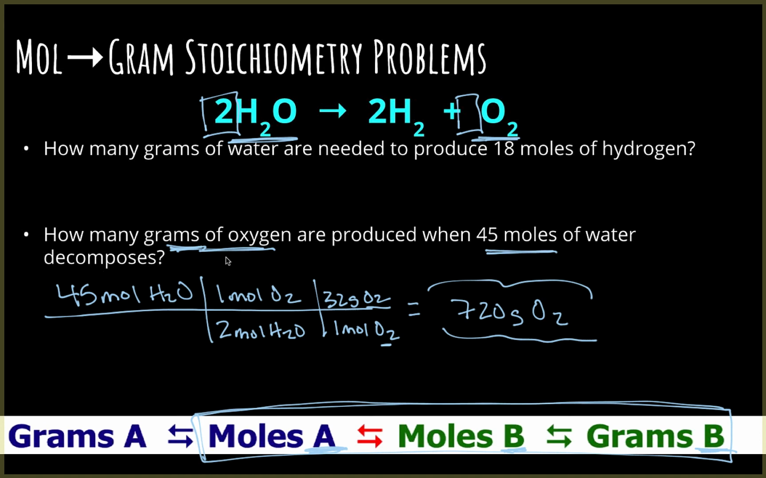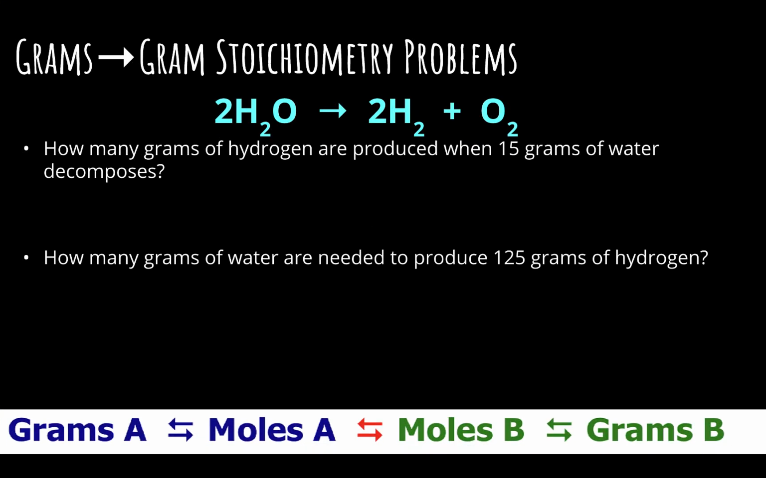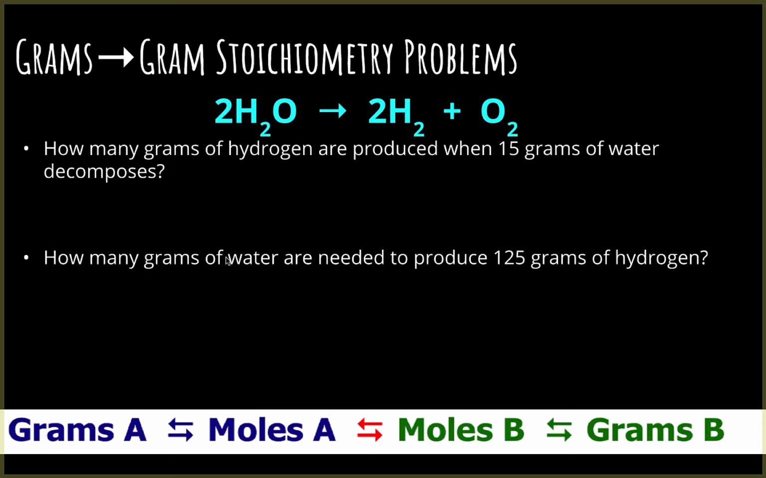Okay, last type is the most involved, but sometimes people feel like this is the easiest because there's no thinking about where to start and where to stop. You always start at one end and end at the other one. So this one goes all the way across that pathway we talked about. This one wants to know how many grams of hydrogen are produced when 15 grams of water decompose.